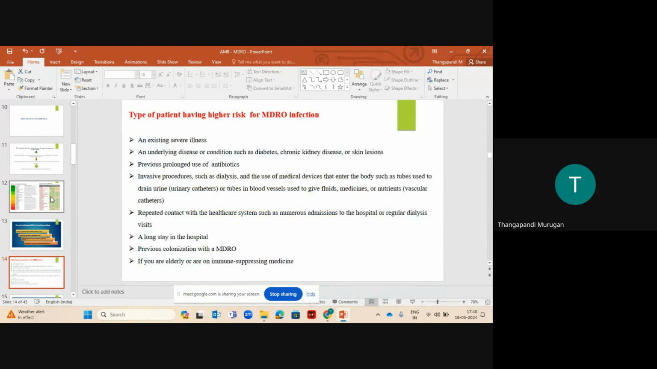Now, the types of patients having a high risk for an MDRO infection. I hope you are aware of the patient type categories. Hope the PharmDs are there and so many people are here. Can any one of you say, if you see a patient admitted in the hospital, how will you categorize the patient? Most of you are doing your internship and working in the hospital setting. Can any one of you name the categories?